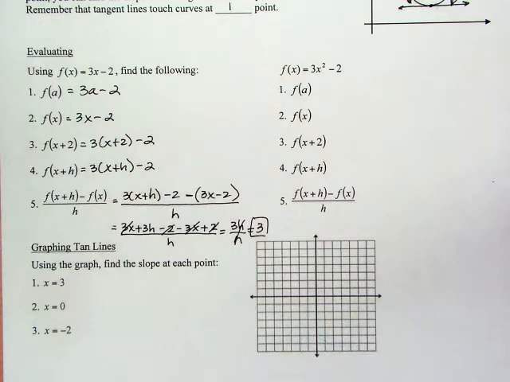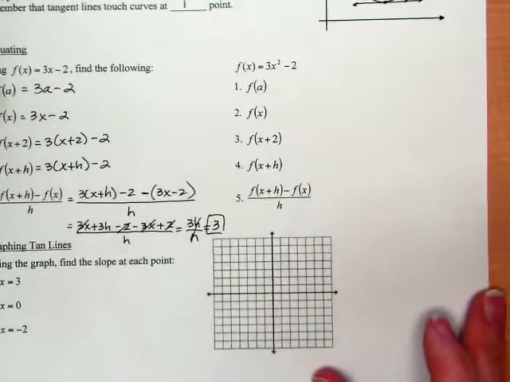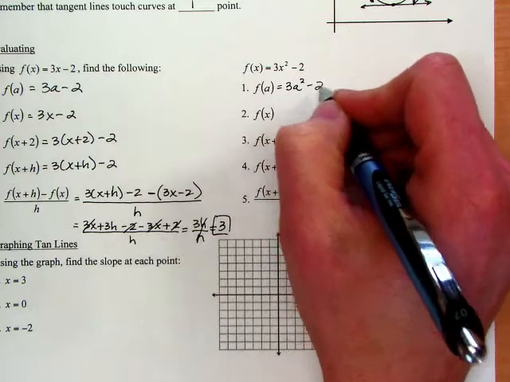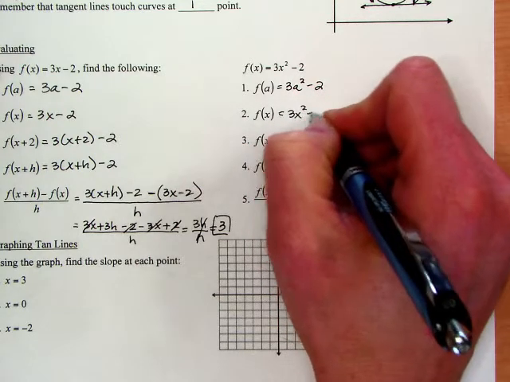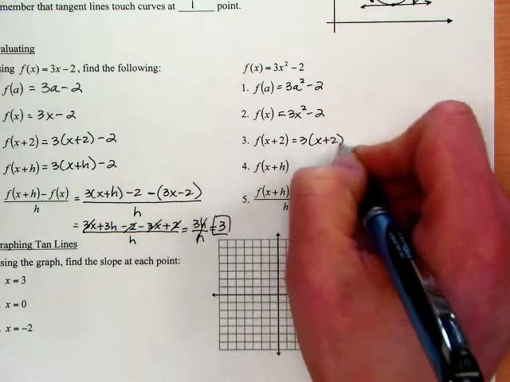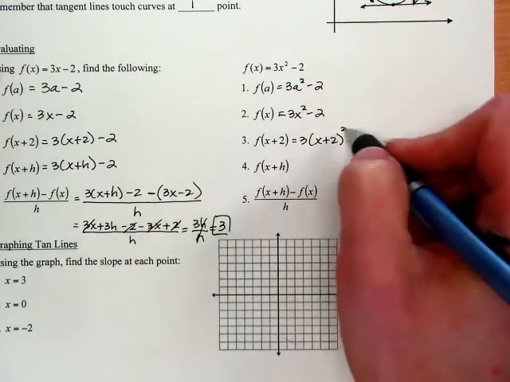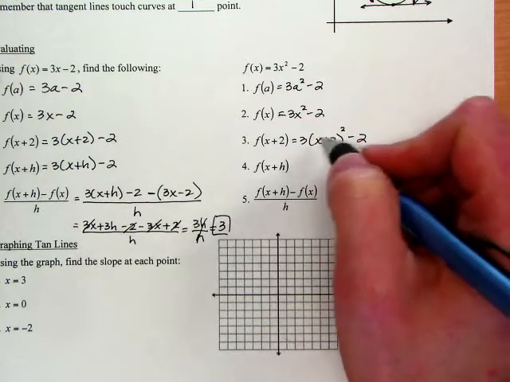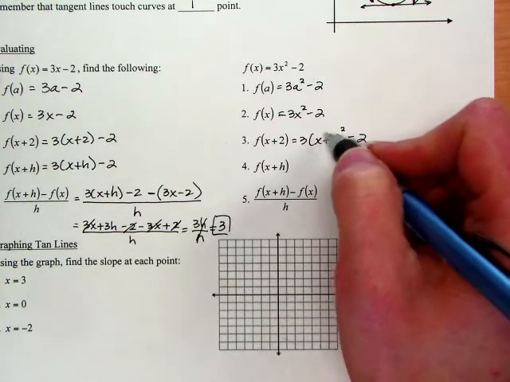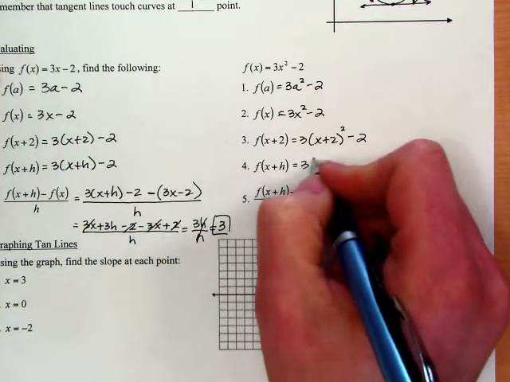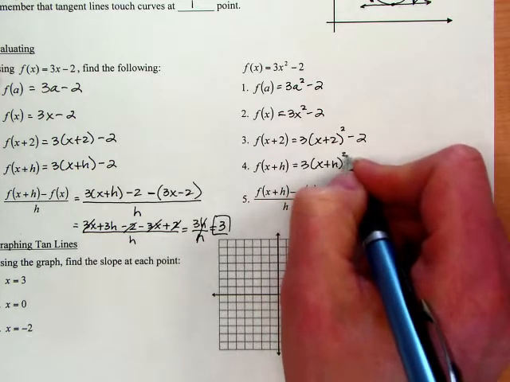Doing this all again, except this time the x is going to be squared. So plugging in an a, I've got 3a squared minus 2, 3x squared minus 2. This one will be 3 times x plus 2 squared minus 2. What's going to get you in trouble is you're going to forget that this is x plus 2 times x plus 2, that you're going to have to FOIL that. Lots of kids want to just distribute a power, but you can't do that. Write this twice and then FOIL it out. This one will be 3 times x plus h squared minus 2.